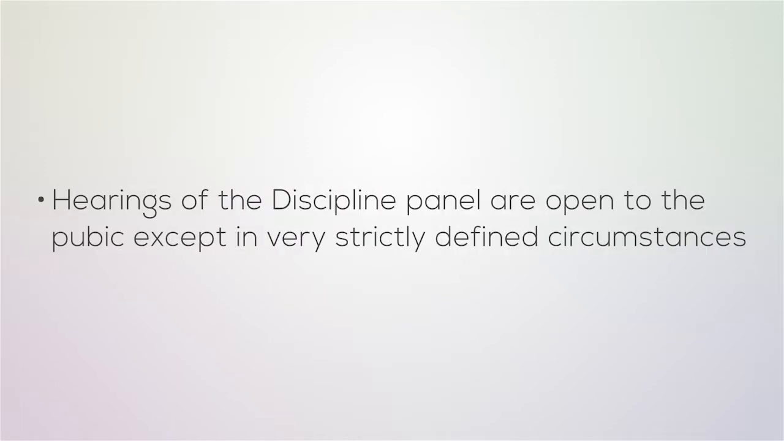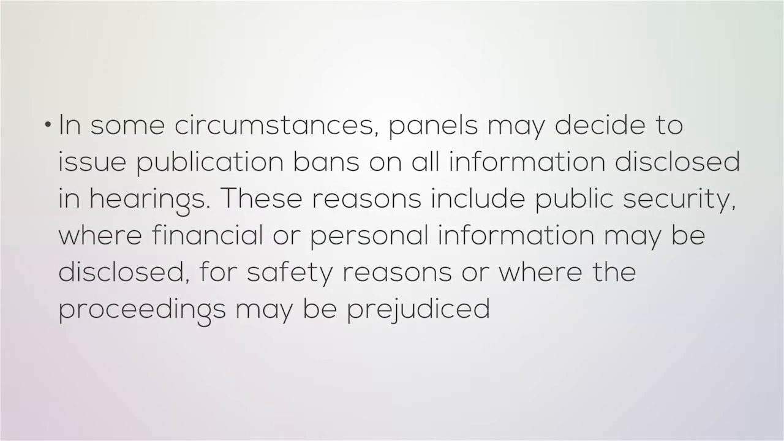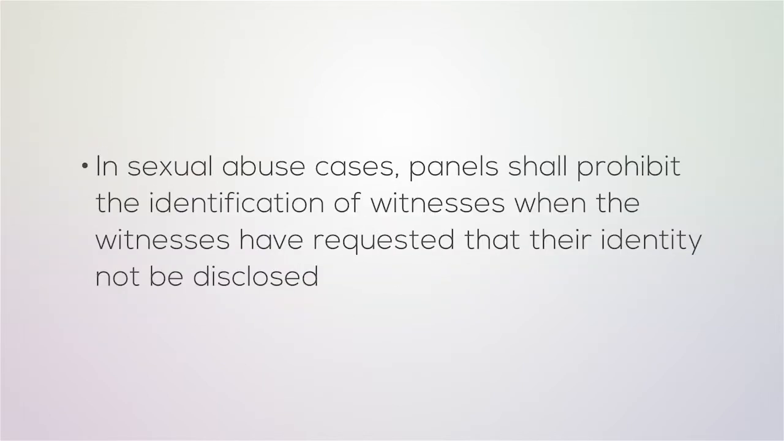Hearings of the discipline panel are open to the public except in very strictly defined circumstances. In some circumstances, panels may decide to issue publication bans on all information disclosed in hearings. These reasons include public security, where financial or personal information may be disclosed, for safety reasons, or where the proceedings may be prejudiced. In sexual abuse cases, panels shall prohibit the identification of witnesses when the witnesses have requested that their identity not be disclosed.